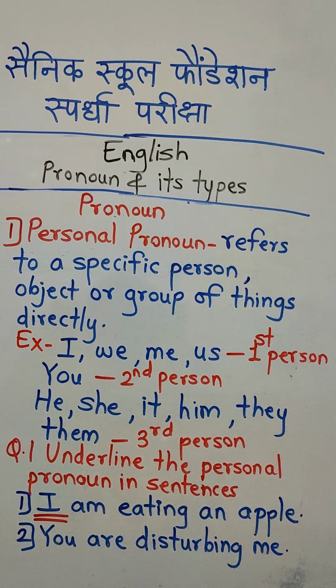Now suppose we have given one more sentence, that is, you are disturbing me. In this sentence we can see two pronouns are present, that is, you and me. These are the words that replacing the noun in sentence. That means here we have two personal pronouns, that is you and me. So we will underline both of them. It doesn't matter how many pronouns we have given in a sentence, we are going to underline all the personal pronouns here. So in this way we can identify the given pronoun is a personal pronoun or not.